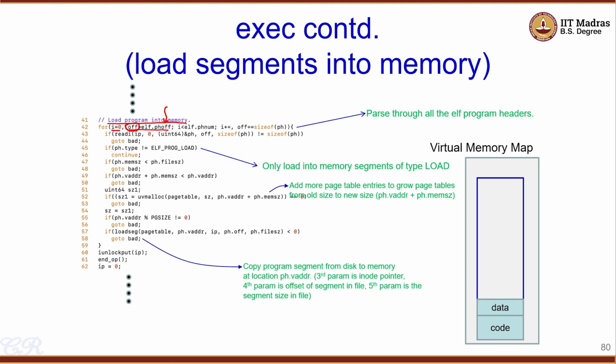So next, we have this for loop, and this for loop will essentially continue for elf.ph num times, right? So what is this elf.ph num? It is the number of program headers present in the program header table. So the elf.ph off is the offset of the program header table.